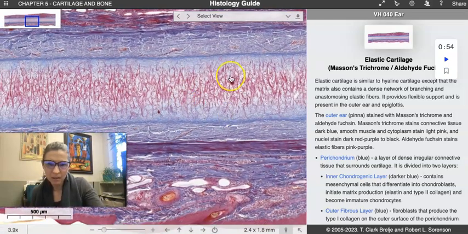I think that's primarily most of it as a generic view on elastic cartilage. Right along the border here is that perichondrium. This is that newer cartilage, and then more adult cartilage is here. And again, this is all elastic. I think that's about it.